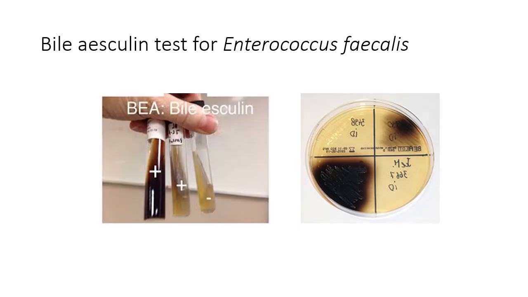So bile esculin test is a very simple test which is done for enterococcus. You can see that if it is enterococcus, then there is growth of the bacteria and there is change in color, as you can see here in this tube as well as in the plate, and that is because esculin has been hydrolyzed to esculetin. And whenever we do these tests, you can see we put up controls. So there's a negative control and there's a positive control, which tells us that the medium is correct and the interpretation is also correct.